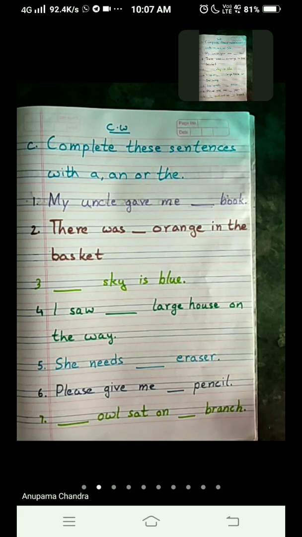We use the to refer to something in particular. For example, the butterfly refuses to help him. The sentence is there in our chapter. The butterfly refuses to help him. Who refuses? The butterfly.